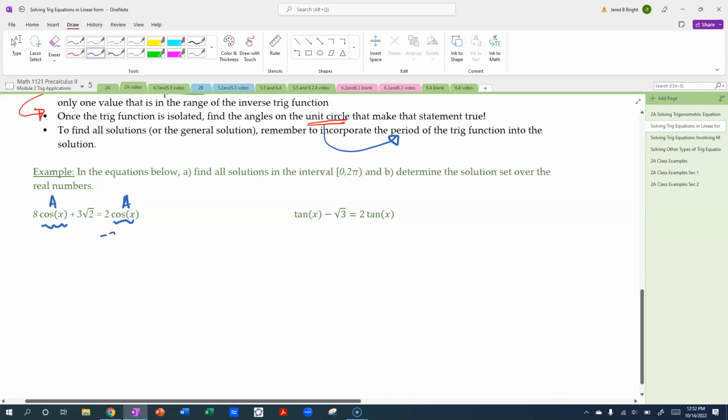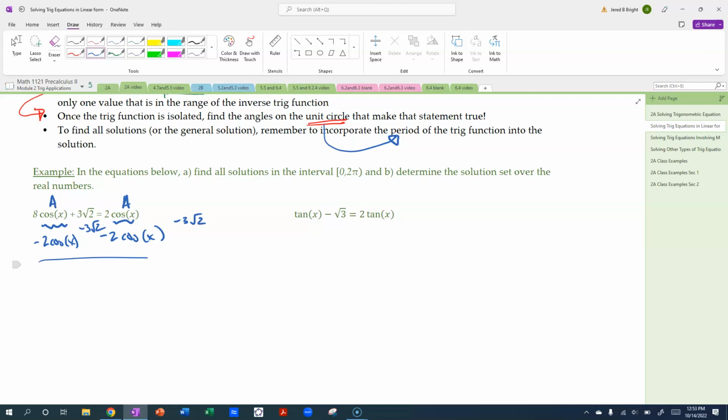Okay, so I'm going to subtract 2 cosine x from both sides. And I'm also going to move the 3 square root of 2 over to the other side. So subtract 3 square root of 2, subtract 3 square root of 2. And so then on the right side, I'll have negative 3 square root of 2. On the left-hand side, 8 cosines take away 2 cosines gives me 6 cosine of x.